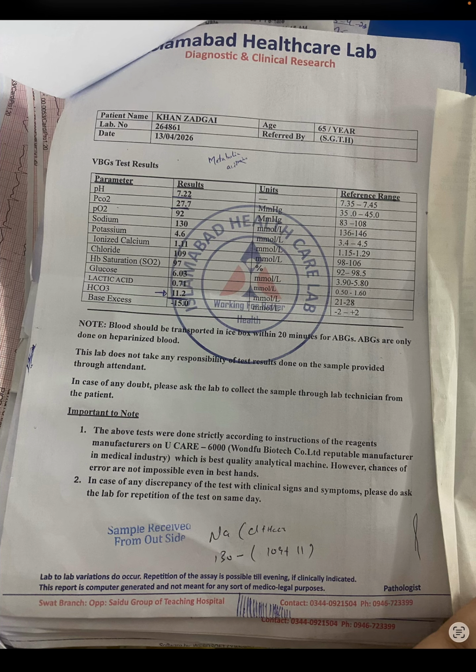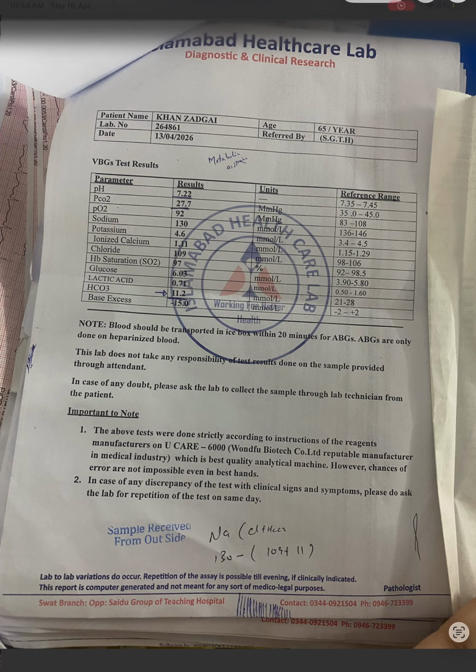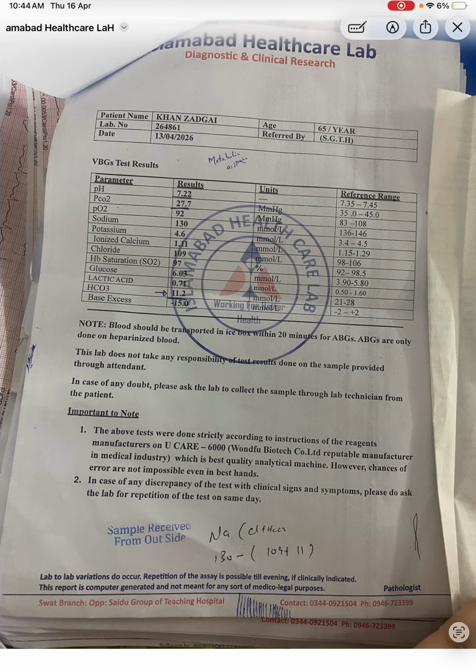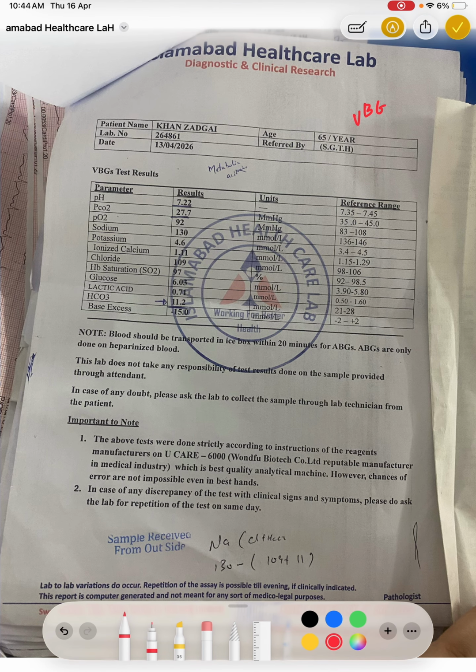So this is a venous blood gas report with electrolytes. Let's break it down clearly and connect all the concepts so you understand both numbers and the clinical meaning. Venous blood gases. Okay, so first look at what is abnormal in this report.